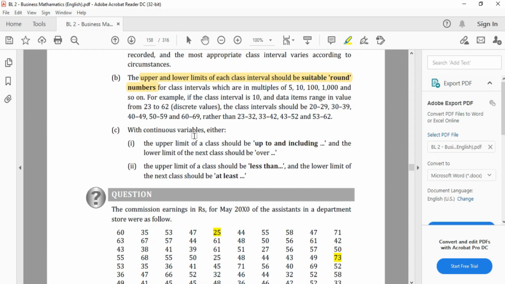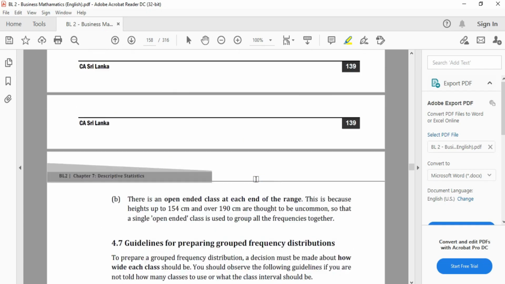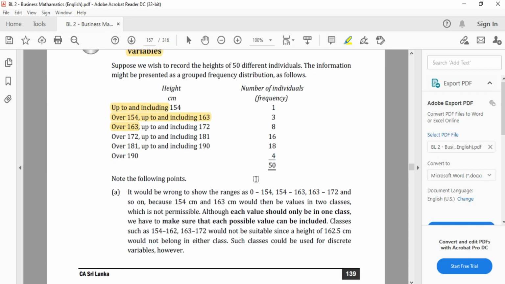And with continuous variables, you must mention the words up to and including, less than, and at least. Accordingly, you first have to understand the scenario by yourself and then apply the correct term to it. So obviously here it will be including and up to 154. Now since we are including 154 here, obviously the first term must be over 154 and up to and including 163.